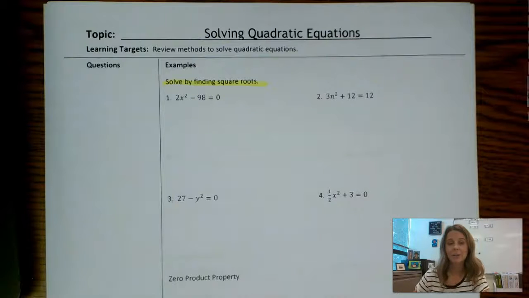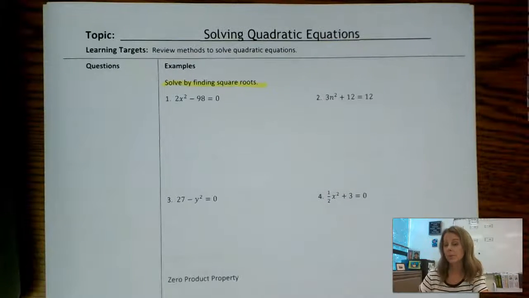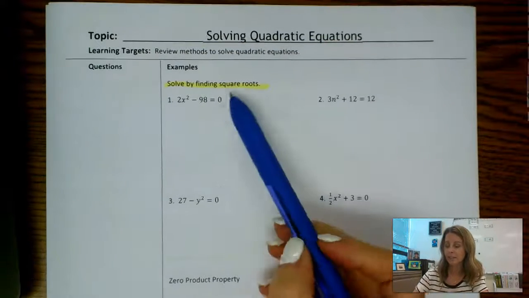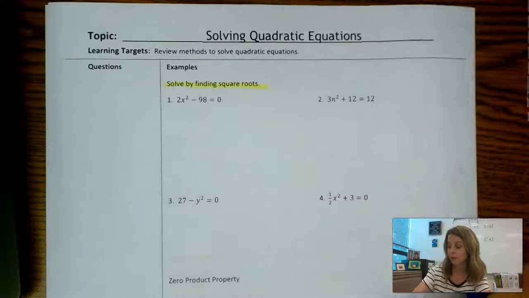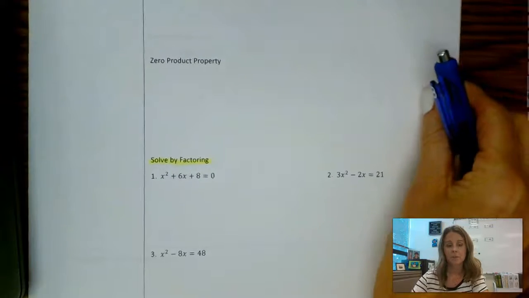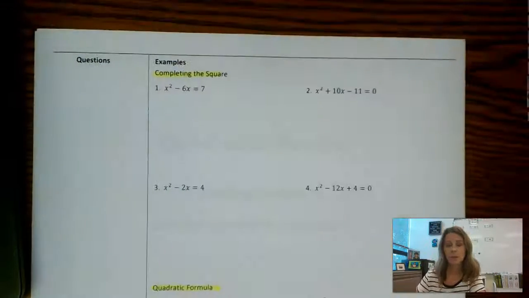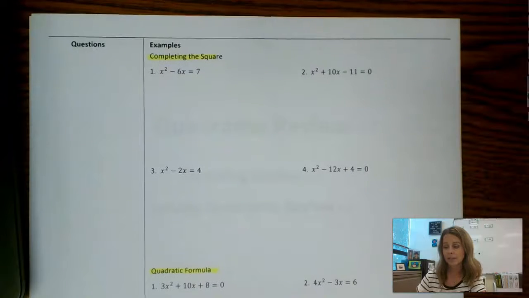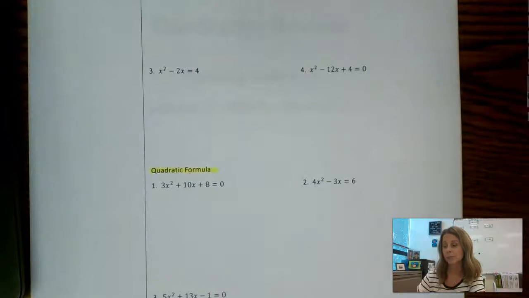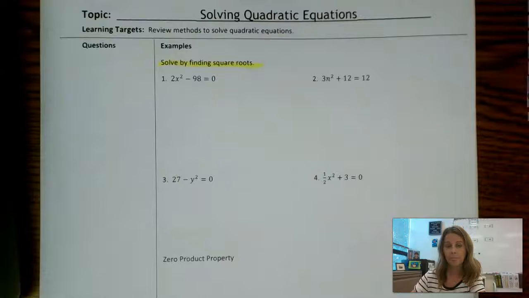Hello. Today we're going to continue on with our quadratics review and review solving an equation. I have highlighted four main ways. Solving by finding square roots we'll look at first. You can solve by factoring, which is why we reviewed factoring before. Completing the square is a method, and quadratic formula is the final method.